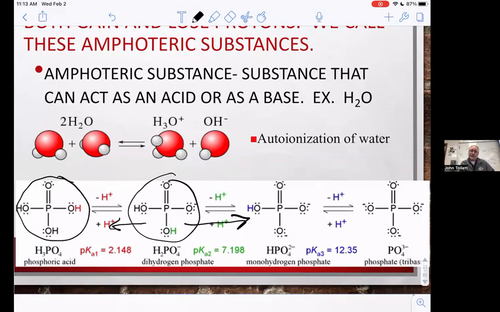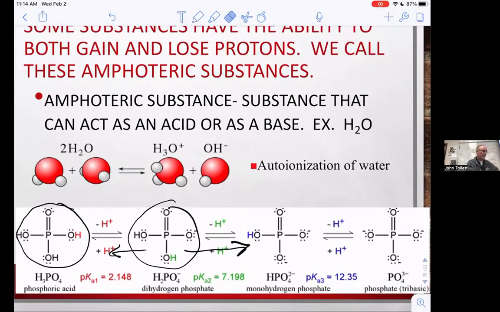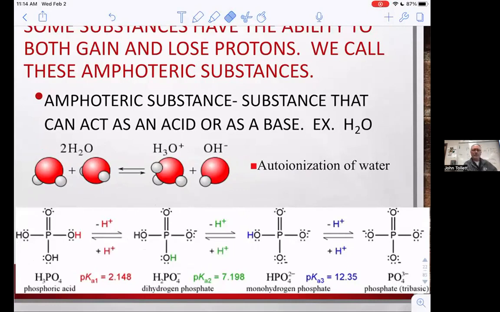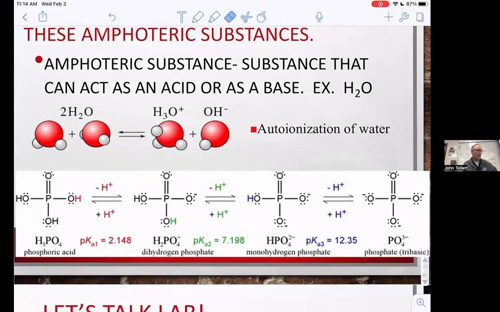So it has acidic properties and basic properties. It behaves differently in different circumstances depending on what it's exposed to. If it's exposed to an acid, it'll behave like a base. If it's exposed to a base, it will behave like an acid. Those substances that do that are called amphoteric substances. Just a little definition for you. The auto-ionization of water is also a perfect example.